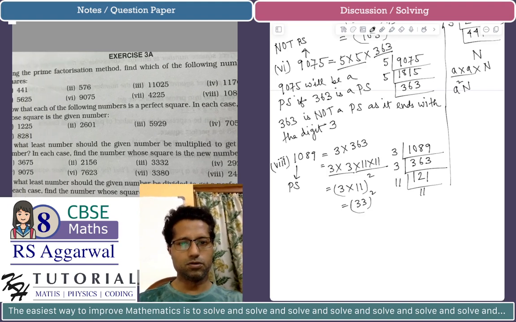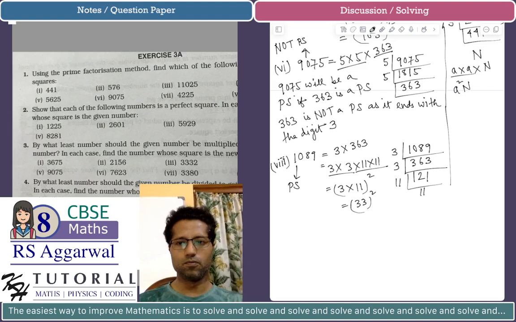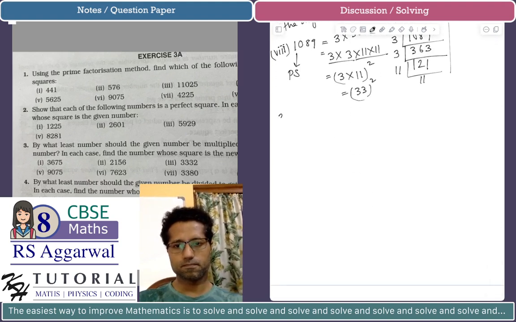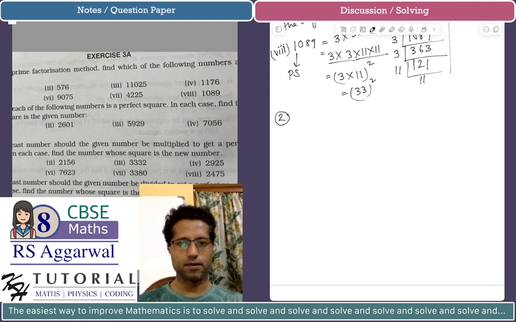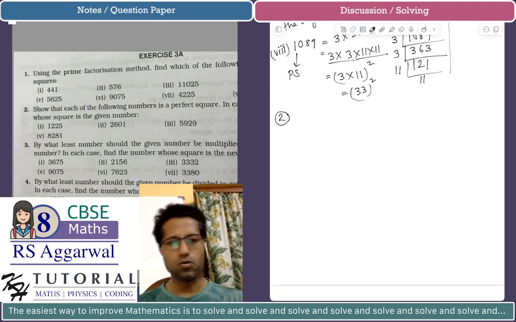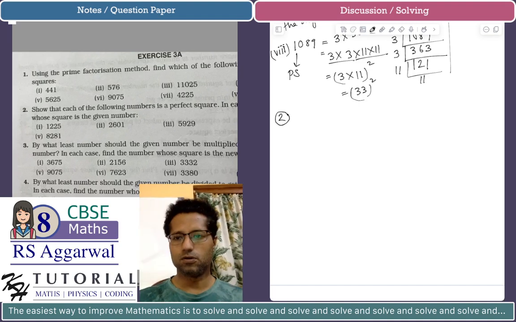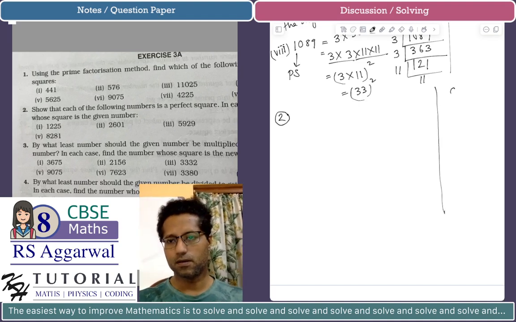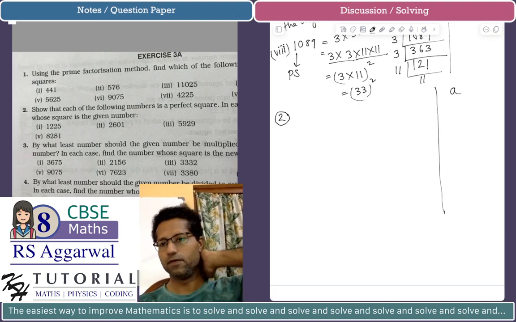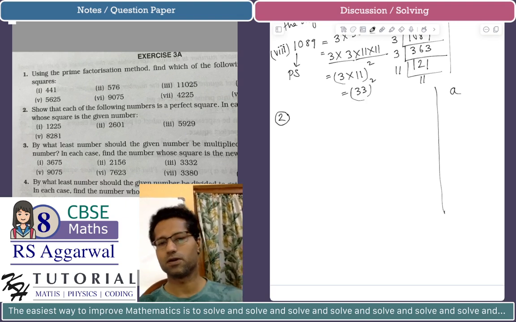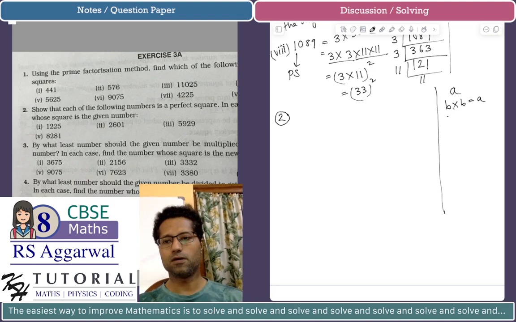Okay, I will not do the rest of the parts of problem number 1. I will go to problem number 2. Show that each of the following numbers is a perfect square. In each case, find the number whose square is the given number. So we are given some numbers. Using the prime factorization method or other methods, we have to verify whether a is a perfect square or not. If it is a perfect square, then we have to find b such that b into b equals a, that is, the number whose square is the number a.